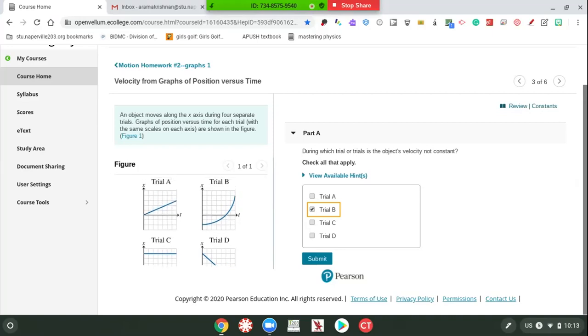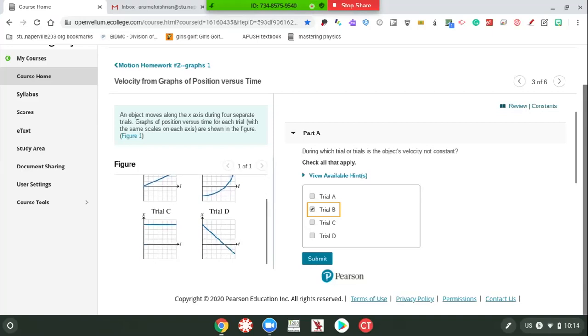Here the velocity is constant. Velocity constant means the slope is constant. Here the slope is constant, right? Exactly. And in Trial B, the slope is not constant, because it's a curve. Exactly. Only Trial C, the straight line, has the property that the slope is constant between any 2 points. One way to understand is that to get the slope of this curve, you have to draw a tangent.